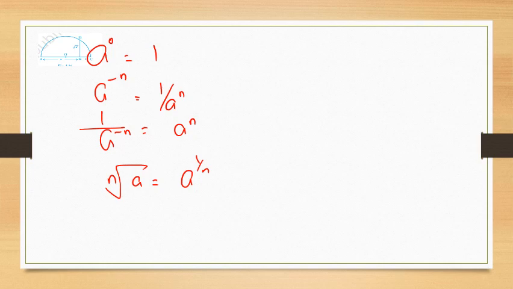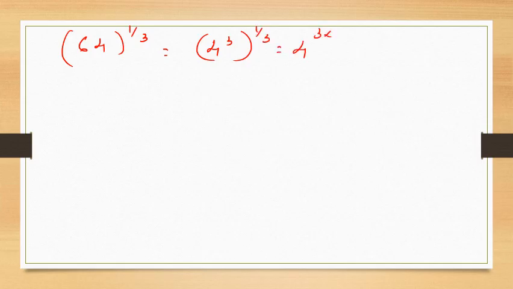Now evaluate 64 raised to 1 by 3. How to do 64 raised to 1 by 3? You can write it as 4 cube raised to 1 by 3. 4 cube is 4 raised to 3 into 1 by 3. That is 4 raised to 1. 4 raised to 1 is what? 4.